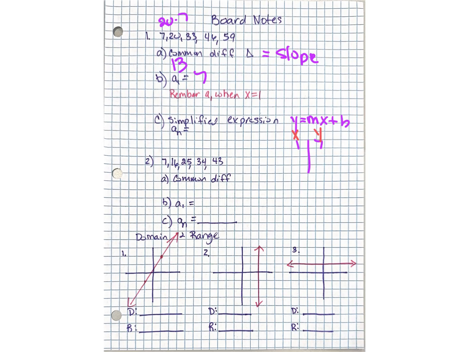So if we know that our slope is 13, that's our change, then we know our equation is going to start with y equals 13x. So 1 times 13, of course, is 13. What do I have to do to the 13 to get it to equal 7? 13 minus 7 is 6, so I have to subtract 6 from it. So minus 6.